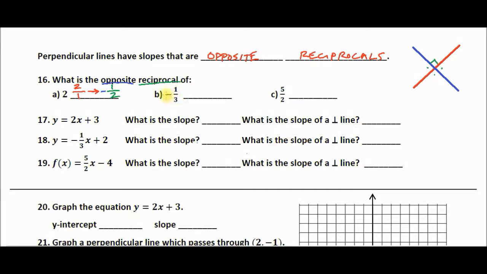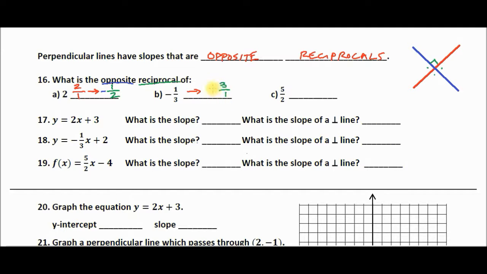Okay, let's do B. If the slope of the current line is negative 1/3, the opposite reciprocal will be, first we flip the fraction over, so instead of 1 over 3, it's 3 over 1. And because the sign of the existing line is negative, the sign of the perpendicular line will be positive. So the slope of a perpendicular line to a line that has a negative 1/3 slope will be a line with a slope of 3 over 1.